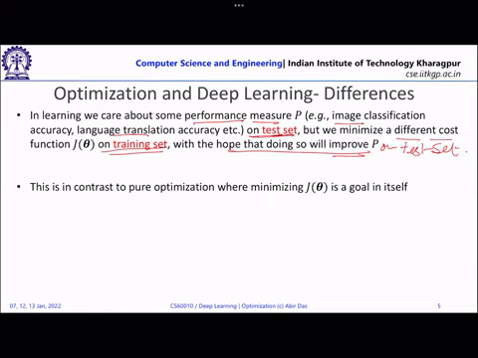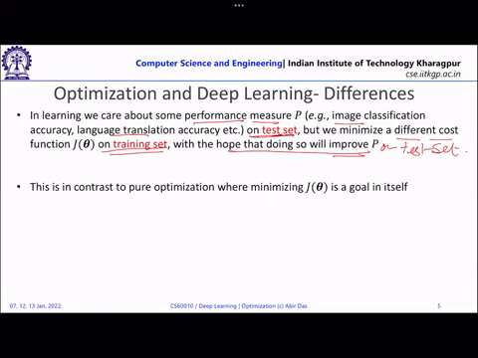You are given some data with all information. By all information, I mean, for an image classification scenario, images and corresponding labels. For language translation, a sentence in English and a sentence in French, and so on. So you have that, and then you are expected that your model will do well on some unseen data. That is the test set.